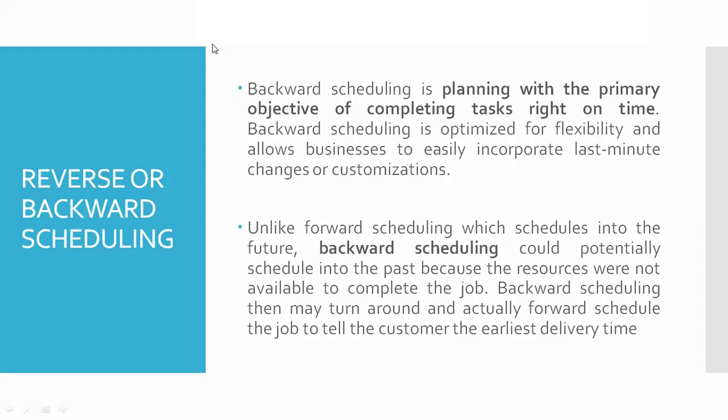So backward scheduling then may turn around and actually forward schedule the job to tell the customer the earliest delivery time. Backward scheduling में क्या है? It will turn around and give a forward schedule. That is the job, to tell the customer what your earliest delivery date will be.